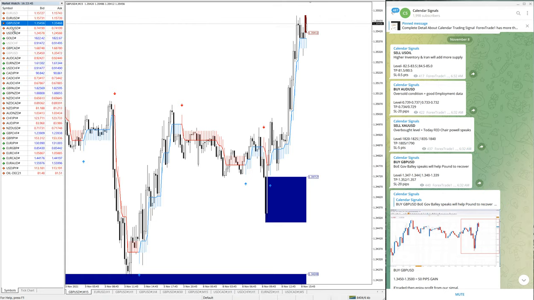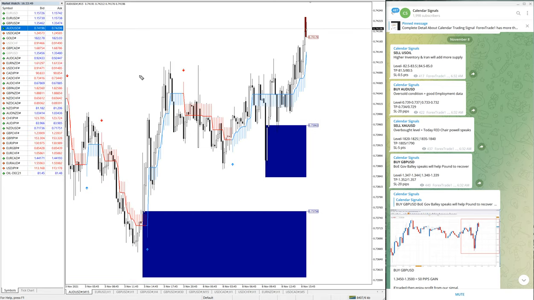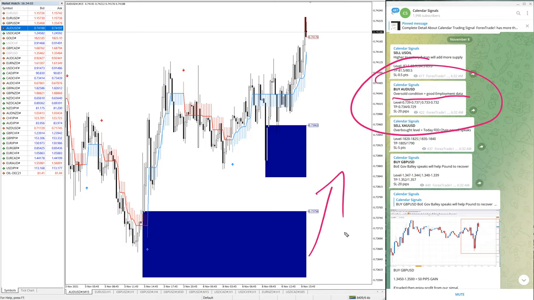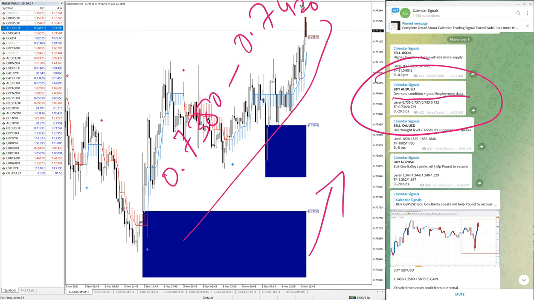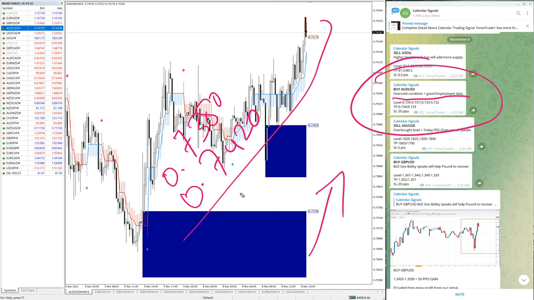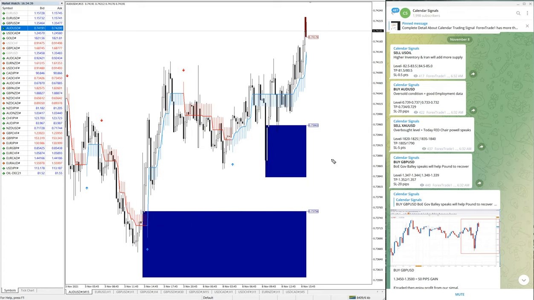Now we will move on to the next signal, which is the AUDUSD signal. Based on what reason have we given buy AUDUSD? Here is the reason: oversold condition plus good employment data. Based on this, we predicted that AUD will go up against the US dollar. That is clearly evident here on the chart. AUDUSD moved from 0.7380 to 0.7420, which is a 40 pips gain on AUDUSD. That's a reasonable gain. And then the next one we have given is sell XAUUSD, sell gold, and it is still trading in our level and waiting for it to perform.